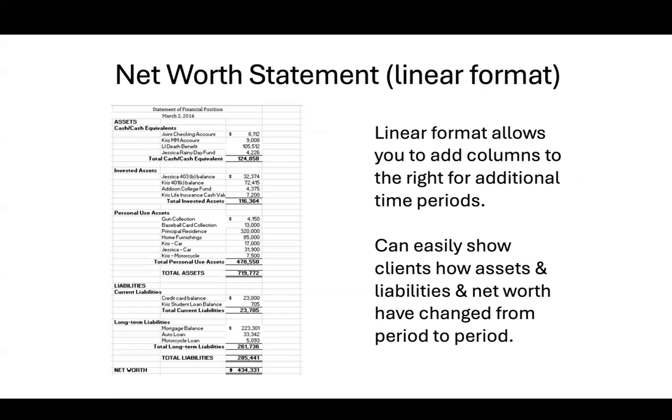So again, here is an example of a linear financial statement using the categories that we talked about throughout this presentation, right? In the assets section, we see cash and cash equivalents, investment assets, and personal use assets. And in the liability section, we see current liabilities and long-term liabilities.